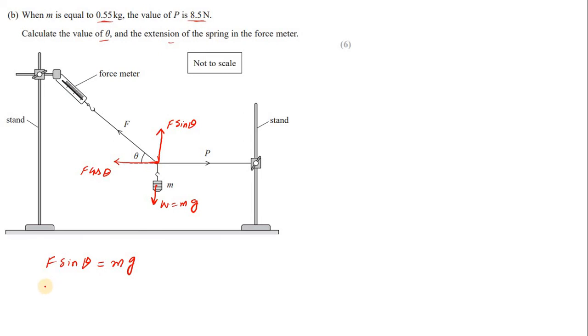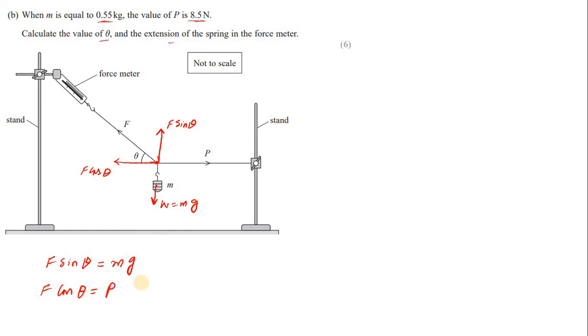And F cos theta is balanced by the force P, because F cos theta is acting left and P is acting right, and this system is in equilibrium, stable. So all forces must be balanced. Vertical force is balanced by the other vertical force, upward force by downward force, and leftward force is equal to rightward force. So F cos theta must be equal to P.